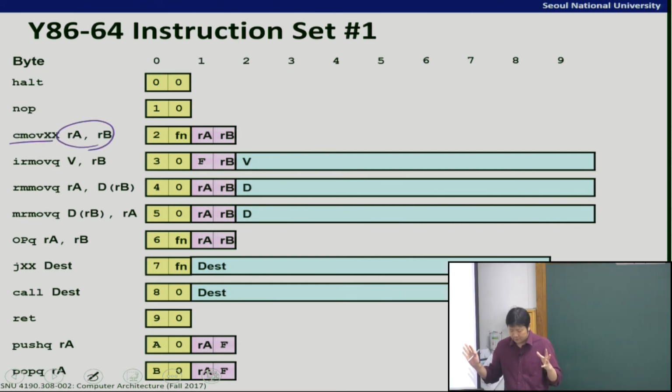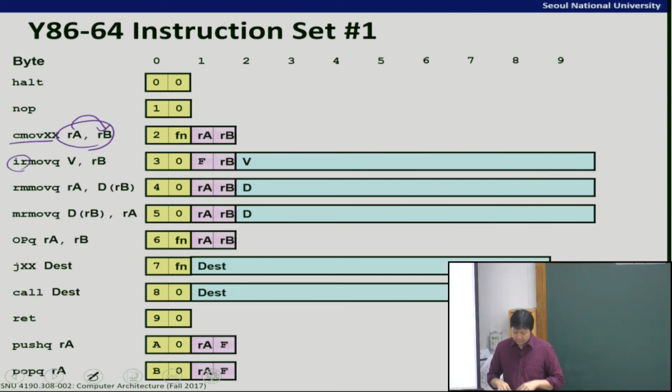RA and RB are registers. This one is a conditional move, copying the value from RA, register A, to register B, if this XX condition is satisfied. XX could be like LE or GE or G or something like that, right? You know that conditional move.